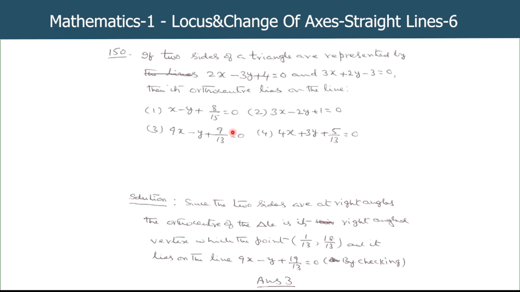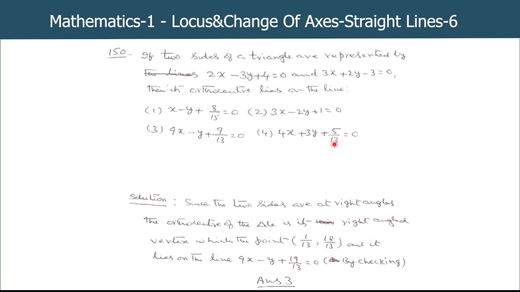Next, 150. If two sides of a triangle are represented by 2x minus 3y plus 4 equal to 0 and 3x plus 2y minus 3 equal to 0, then its orthocenter lies on the line: x minus y plus 8 by 14 equal to 0, 3x minus 2y plus 1 equal to 0, 9x minus y plus 9 by 13 equal to 0, or 4x plus 3y plus 5 by 13 equal to 0.